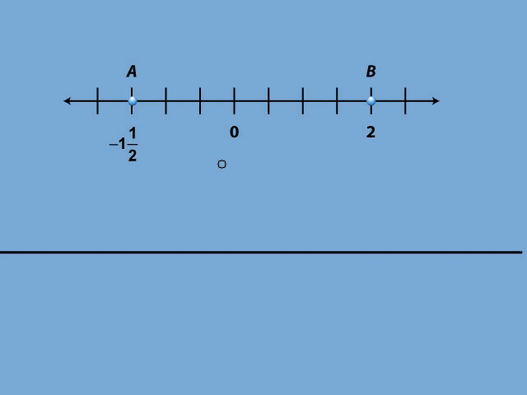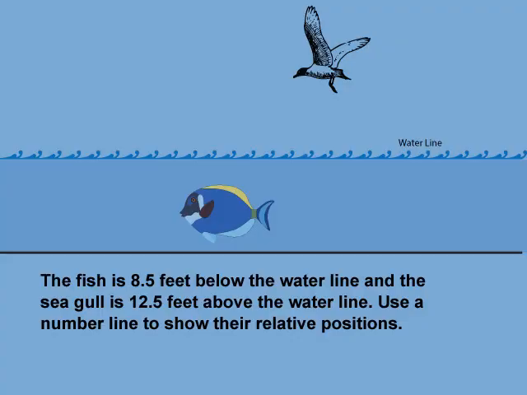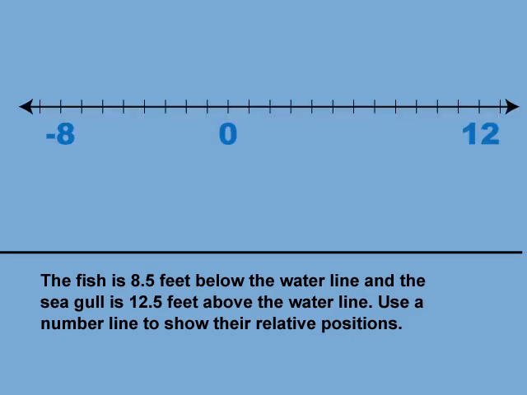Let's look at another example. The fish is 8.5 feet below the waterline, and the seagull is 12.5 feet above the waterline. Use a number line to show their relative positions. A number line can be used to graph the positions of different objects relative to a 0 point. Here is the 0 point of this number line.